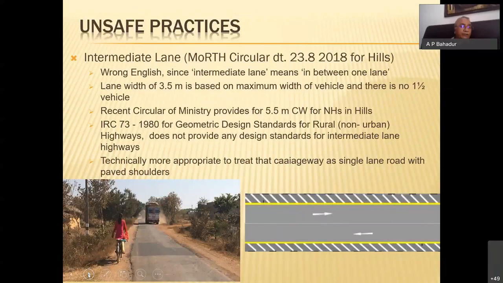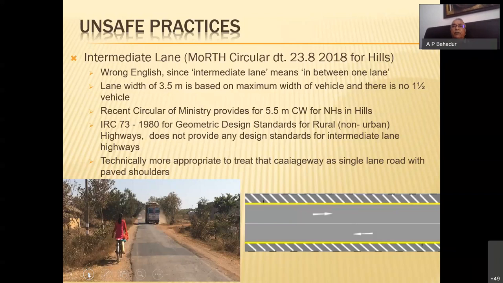And there are a few things which I want to impress upon, especially for those of you who are working in this state. We have the so-called intermediate lane. Now, intermediate lane is wrong not only in English but technically also. Why? Intermediate means not even one. If we say intermediate lane, that means not even one lane, whereas we are talking of one and a half lane. Now, lane width, as many of you should be aware, is based on the maximum width of vehicle which has been allowed by the Motor Vehicles Act or rules in India.